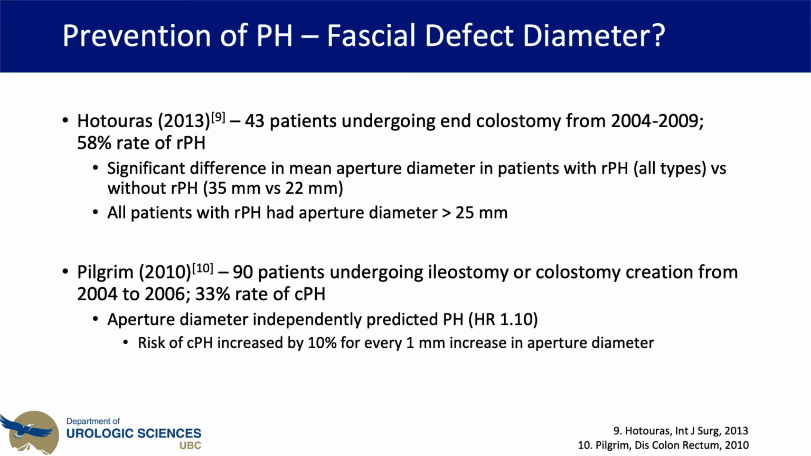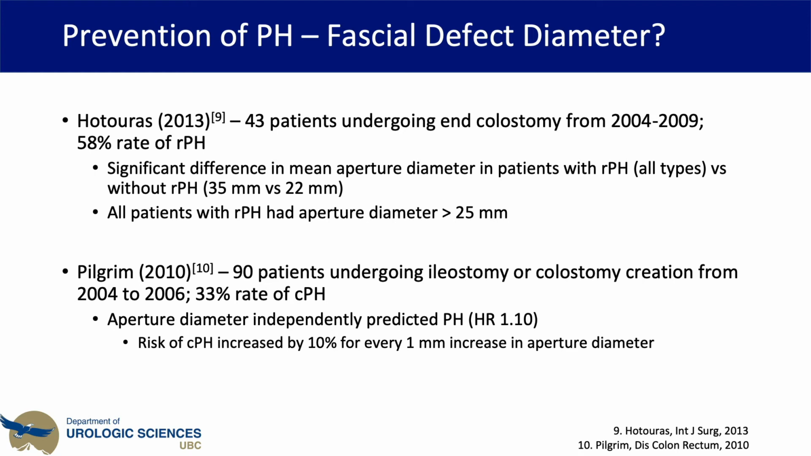Looking at two other studies looking at the size of the fascial defect at time of parastomal hernia diagnosis. In 2013, coming out of the UK, they had a cohort of 43 patients, again with colostomies, and a 58% rate of parastomal hernia. They did find a significant difference in the mean aperture between patients with radiologic hernia and those without, 35 millimeters compared to 22. And they did note that all patients with parastomal hernia had an aperture diameter greater than 25 millimeters. That number was agreed upon in the last study by Dr. Seo as well.